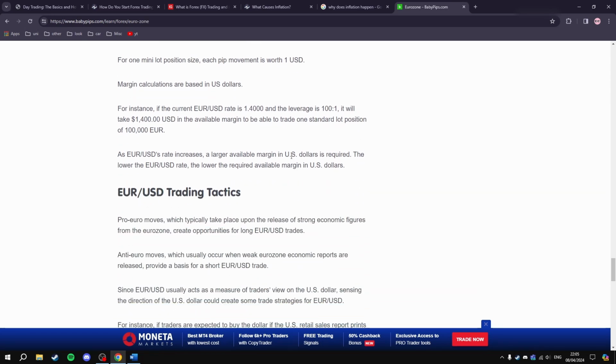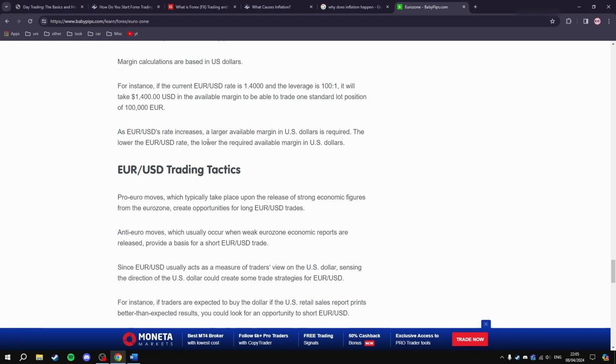For instance, if the current Euro USD rate is 1.4 and the leverage is 100 to 1, it will take 1,400 USD in available margin to be able to trade one standard lot position of 100,000 euro. As Euro USD's rate increases, a larger available margin in US dollars is required. The lower the Euro USD rate, the lower the required available margin in US dollars.